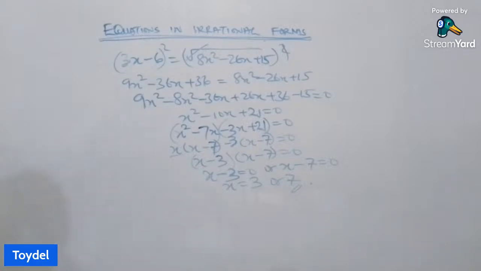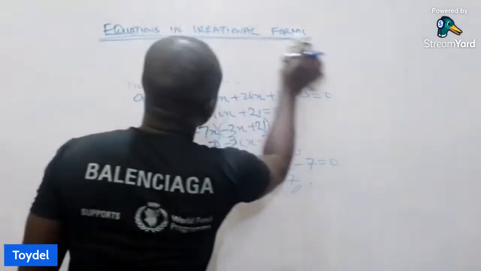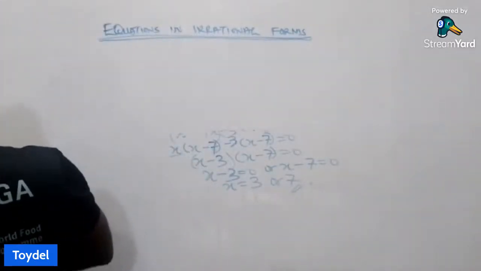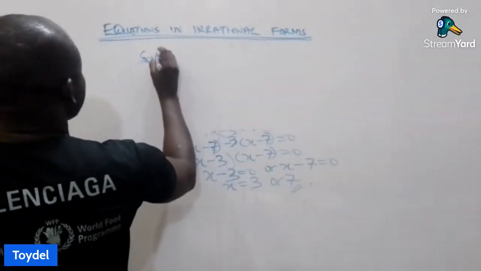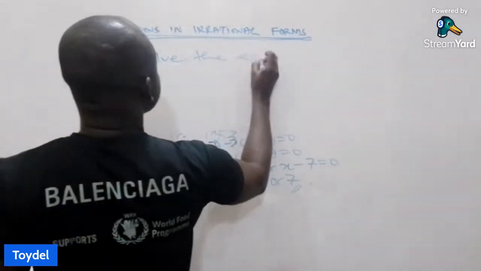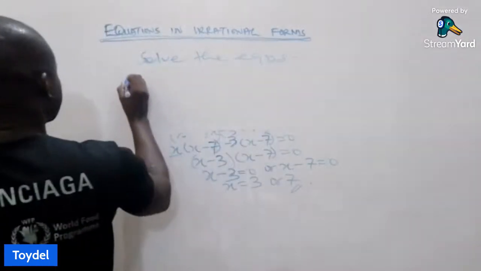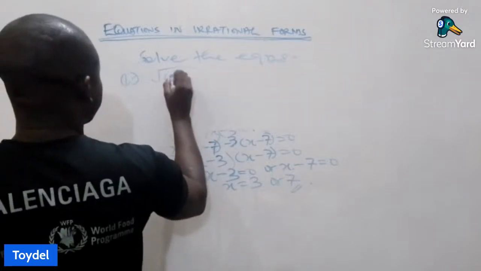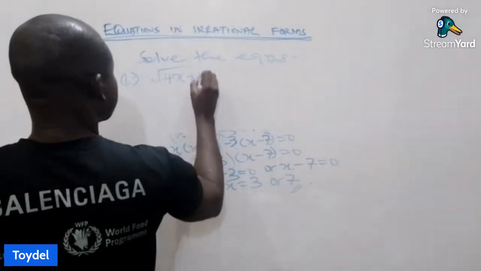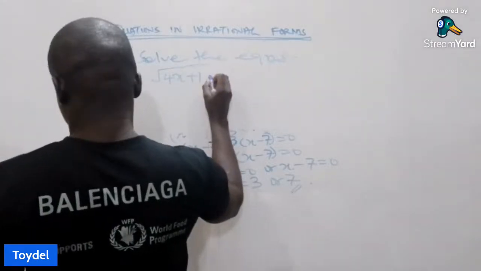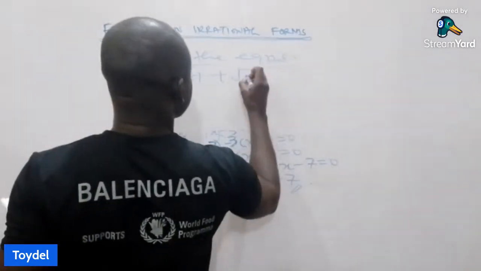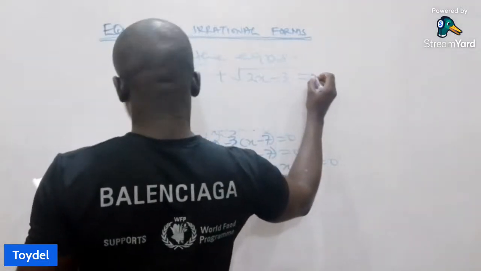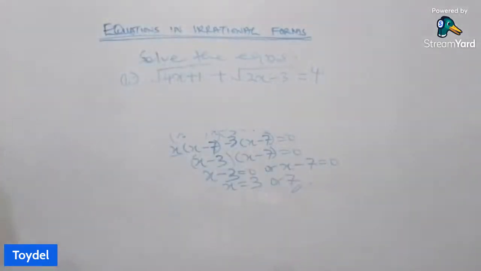So we can just go ahead and try this. Let me just write 2 or 3 equations on the board. Just try it at your leisure time. Solve the equations. The first one, just go ahead and try this. We have the square root of 4x plus 1, then plus the square root of 2x minus 3 is equal to 4.